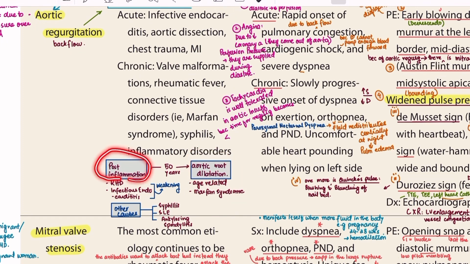If the patient is below 50, the cause of aortic regurgitation can most probably be because of rheumatic heart disease or infectious endocarditis. They will cause weakening of the aortic valve. Some other causes can be syphilis, SLE, ankylosing spondylitis.